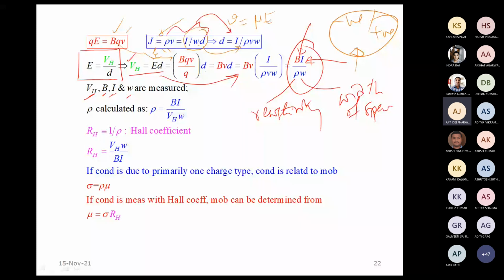So from resistivity we can calculate the so-called Hall effect coefficient, defined as the inverse of the resistivity, and it can be given from the previous relation to be equal to this one.